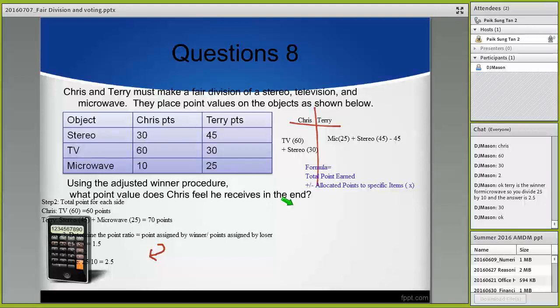Okay, so now you are setting the equation for Chris and Terry because we are trying to find the balance so that we can give equal points to both Terry and Chris. We're trying to find the appropriate x that we should allocate so that we can split the stereo between Chris and Terry equally, or fairly, according to their points value. So 60 plus 30x equals 70 minus 45x. Are you good so far? Any questions so far?